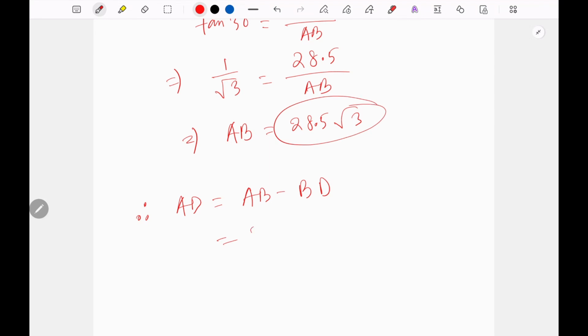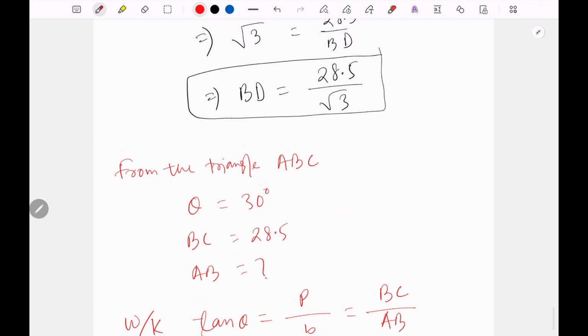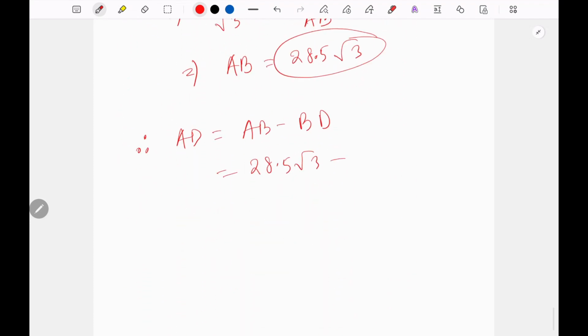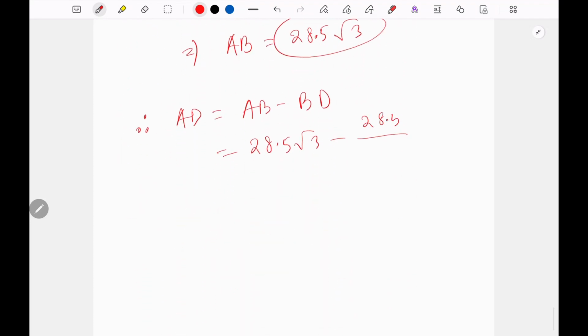AB is what we just calculated, 28.5 root 3, minus BD, which we calculated as 28.5 divided by root 3. Now you can simplify this by taking LCM as root 3. So multiply root 3 into root 3 will be 3. So 28.5 into 3 minus, root 3 cancel. So it will be 1 into 28.5.